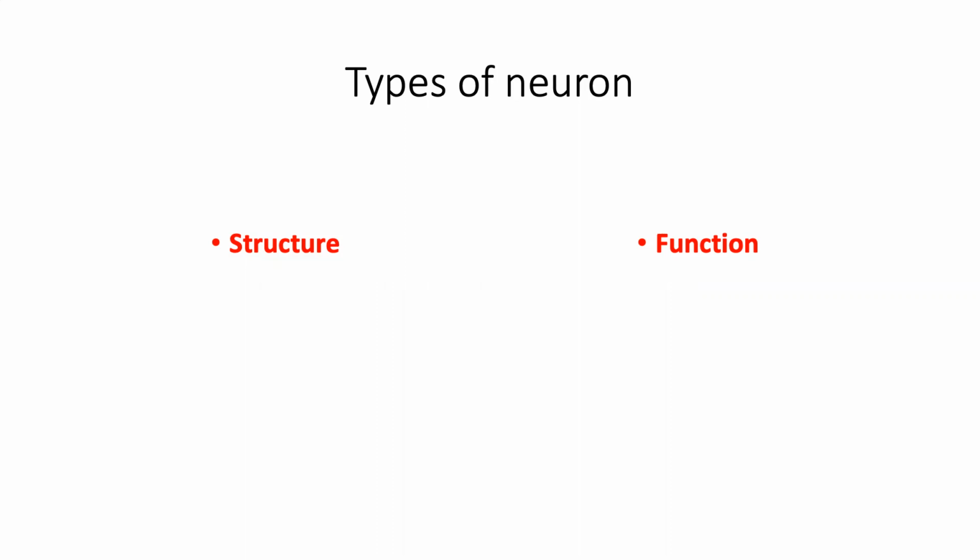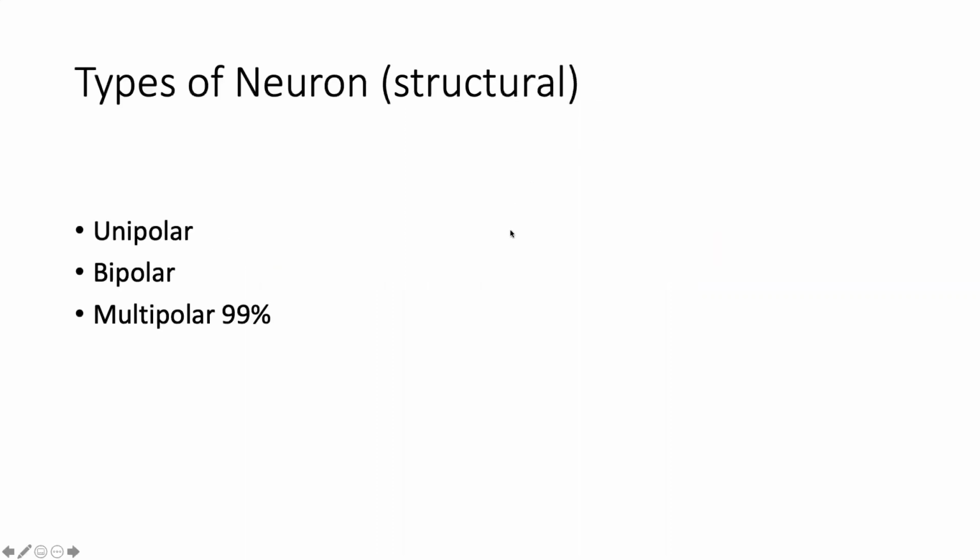Let's talk about different types of neurons. Neurons can be classified according to their structure or according to their function. So let's classify the neurons according to their structure. Types of neuron according to their structure can be unipolar neuron, bipolar neuron, or multipolar neuron. Multipolar neurons constitute 99% of the neurons.